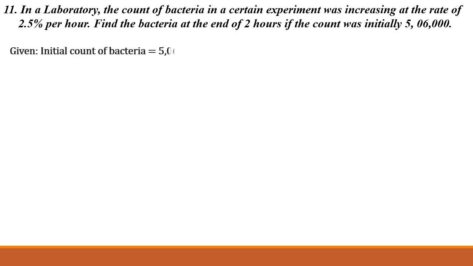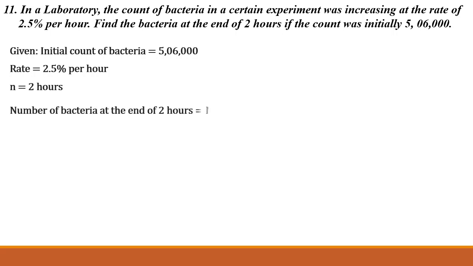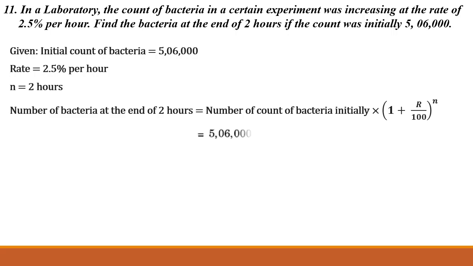The initial count of bacteria is 5,06,000. The rate is 2.5% per hour, n is 2 hours. So we use the formula for calculating the bacteria at the end of 2 hours: the initial count of bacteria multiplied by (1 + r/100) to the power n. So 5,06,000 is the initial count, 1 plus 2.5 is the rate, and time is 2. So you just have to simplify it.